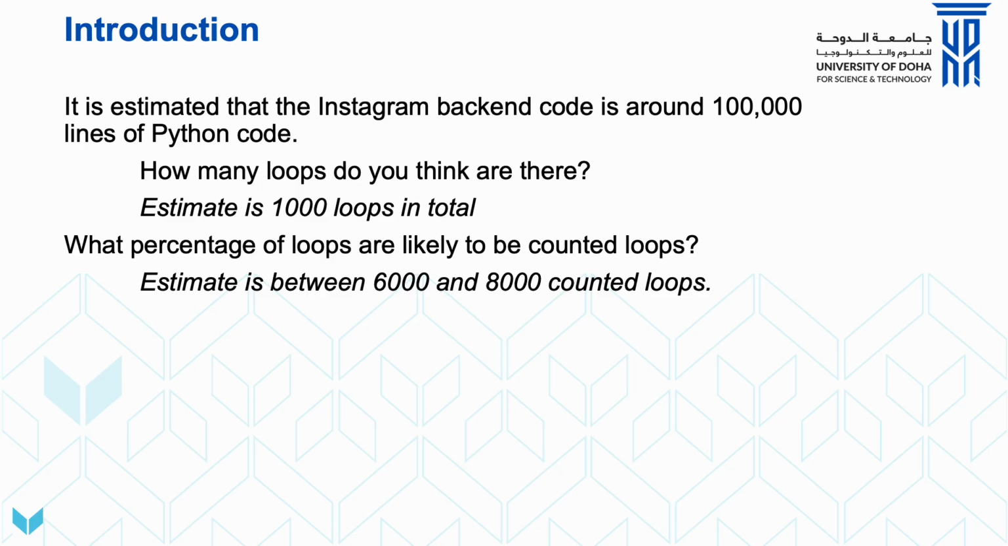I'm guessing they're supposed to be 600 and 800, okay? That would probably be more rather than 8,000 counted loops. And I think maybe the first estimate is supposed to be 10,000. I'll have to fix the slides. But the idea was, yes, it's probably around 60 to 80% are counted loops. They occur more frequently than anything else, okay? And you will discover that today.